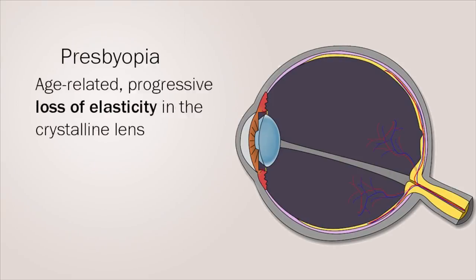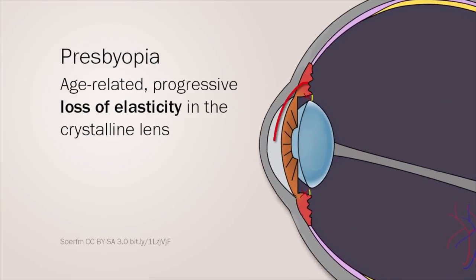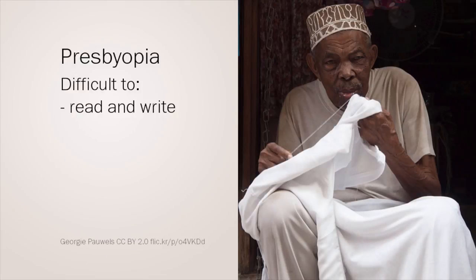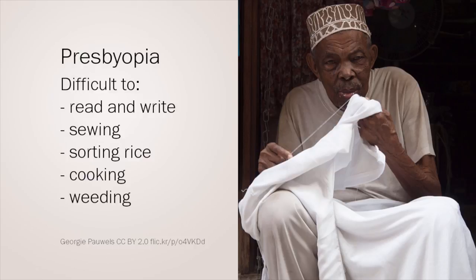Presbyopia is caused by age-related and progressive loss of elasticity in the crystalline lens in the eye. This diminishes people's ability to focus on near objects and makes it increasingly difficult to read and write, as well as carry out everyday tasks such as sewing, sorting rice, cooking, or weeding, for example. People try to compensate for the problem by moving objects to arm's length, but this has a limited effect.